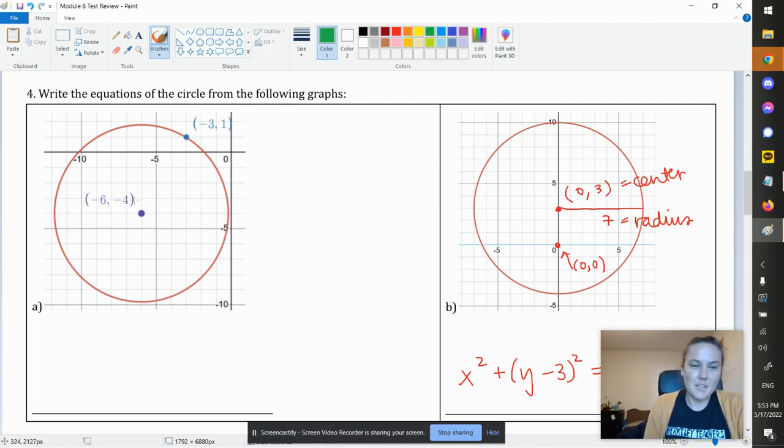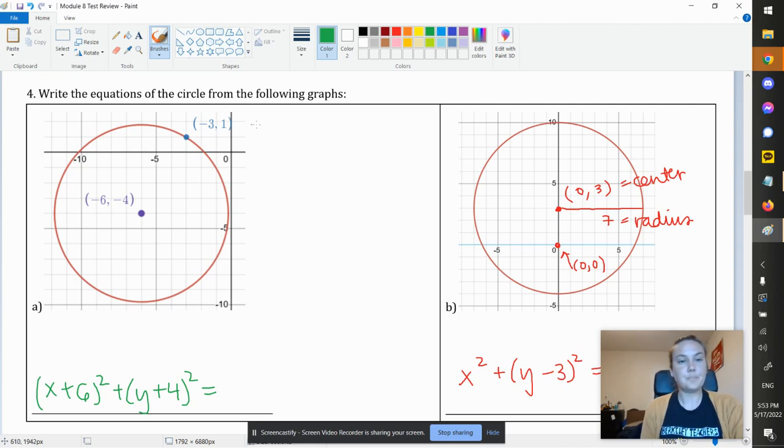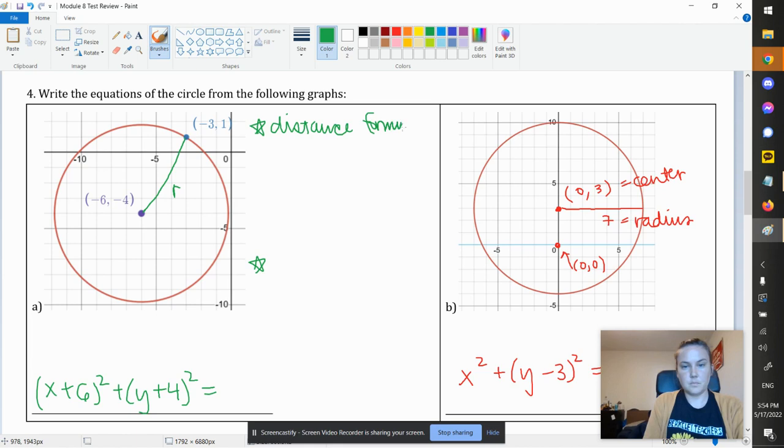Here, I gave you the center. So certainly we've got x plus 6 squared and y plus 4 squared as this side of our equation. And now I need to know how big the radius is. I can do this two different ways, at least. I can use the distance formula between negative 3, 1 and negative 6, negative 4. Or I can use the Pythagorean theorem.